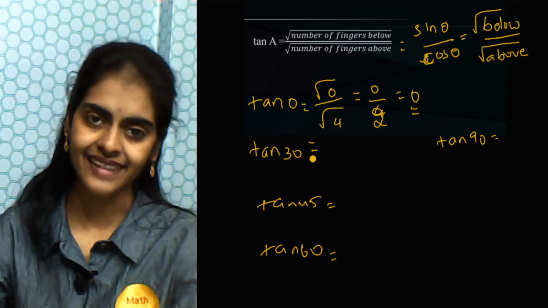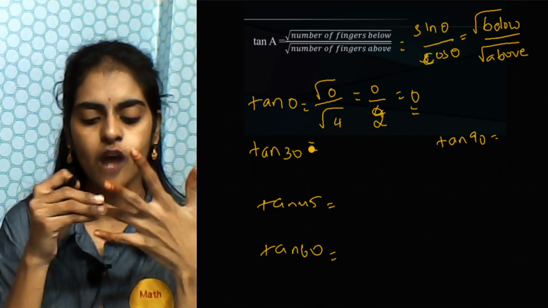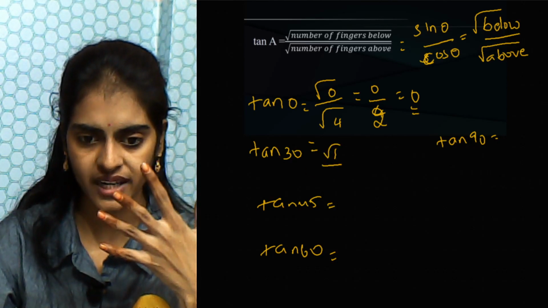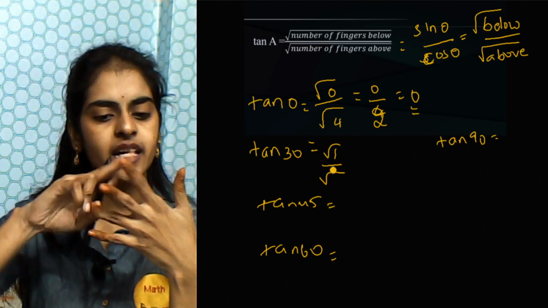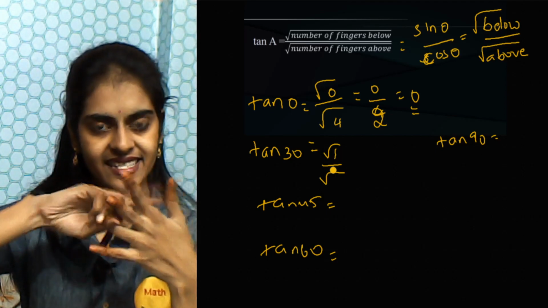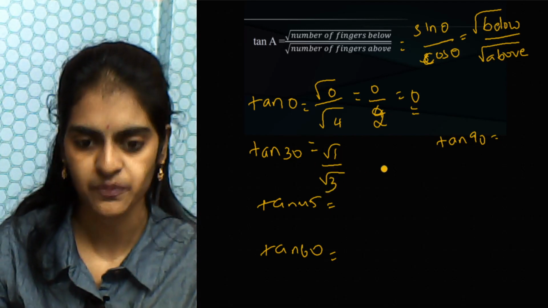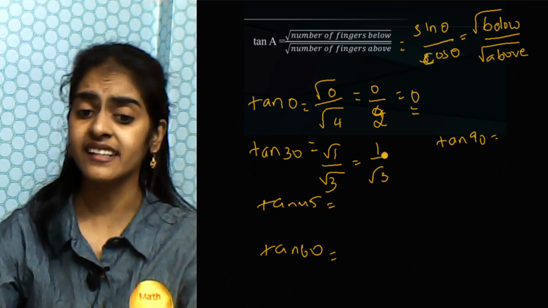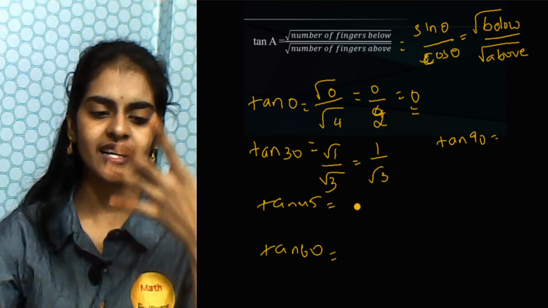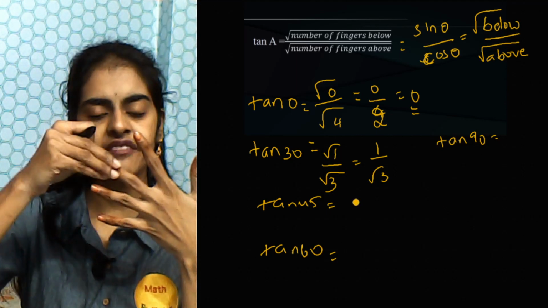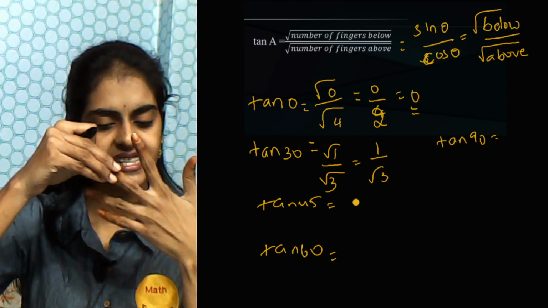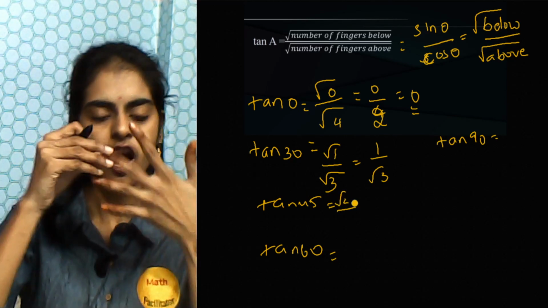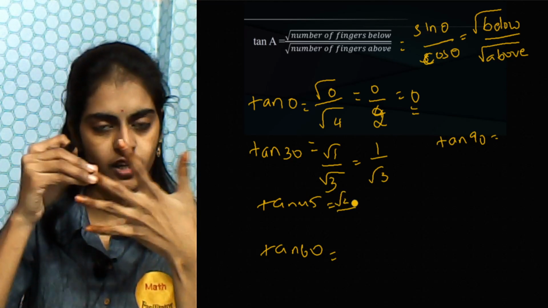Now next one, tan 30. This is 30. How many fingers are below this 30? 1 finger. So it is root 1 divided by, how many fingers are above 30? You have 3 fingers, so this is root 3. Root 1 is nothing but 1, so tan 30 is 1 by root 3. Now let us see tan 45. How many fingers are below 45 degrees? 2 fingers, so this is root 2 divided by, how many fingers are above this 45 degrees?